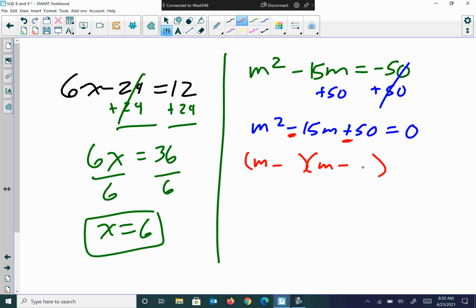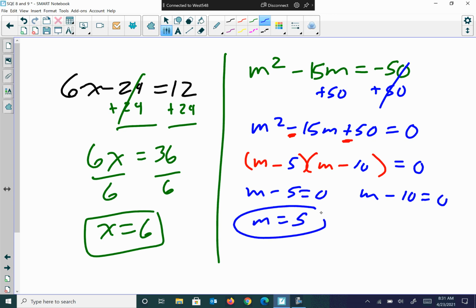So, let's see. Can anyone think of two numbers that we could multiply together? 5 and 10. Guys are getting good. Got 5 and 10. And remember, this is still equal to 0. So then we'll set up this, and we'll set up this. Add 5. Add 10. There's my answer.